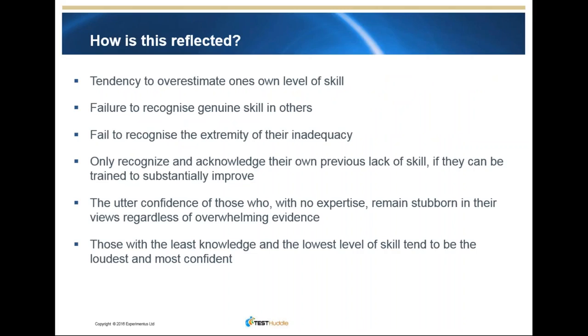So that's the effect. Let's see how that's reflected when you're actually in operation. Somebody with a Dunning-Kruger effect will overestimate their own level of skills. So they'll believe they know how to do testing, and they don't accept somebody else knows better than them.